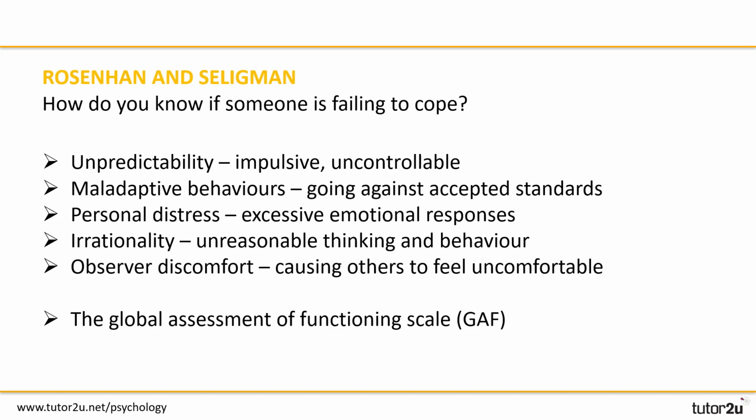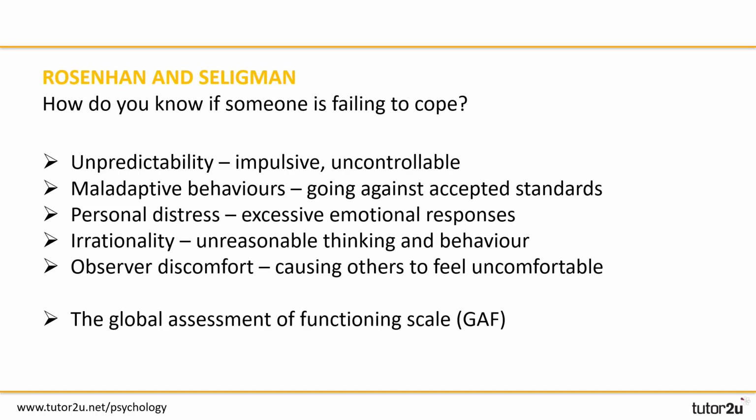So how do we know someone is failing to cope? Rosenhan and Seligman came up with some criteria that we can use to decide whether someone is failing to function adequately or not. This is just some of them. You can find more online or on the Tutor2u website. Firstly, unpredictability. If somebody is showing really impulsive, really uncontrollable behaviour, then this may be cause for concern. Maladaptive behaviours.